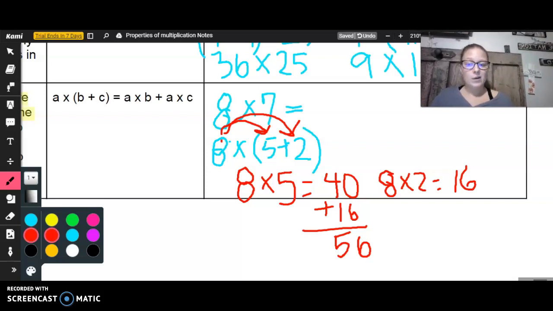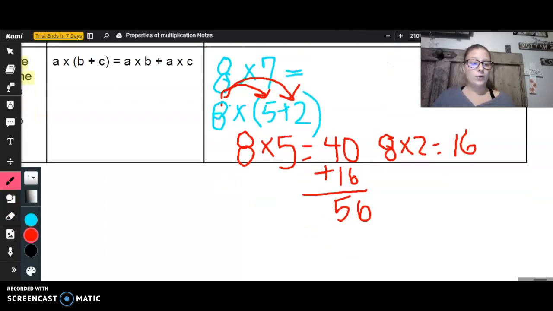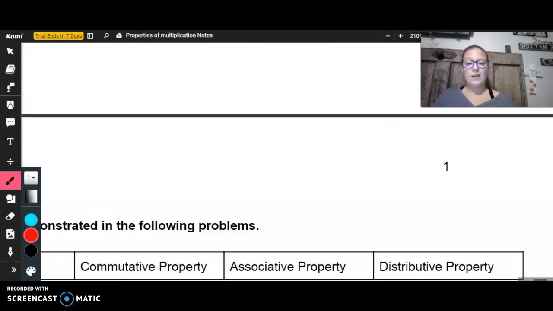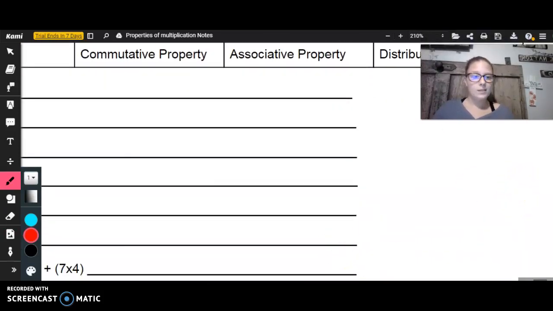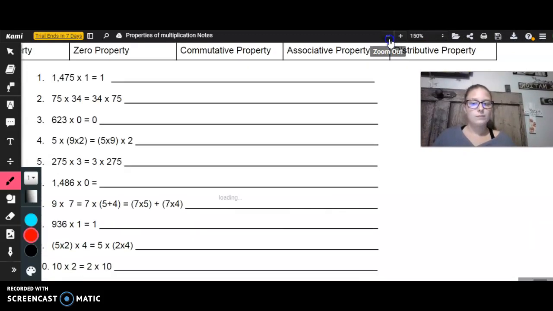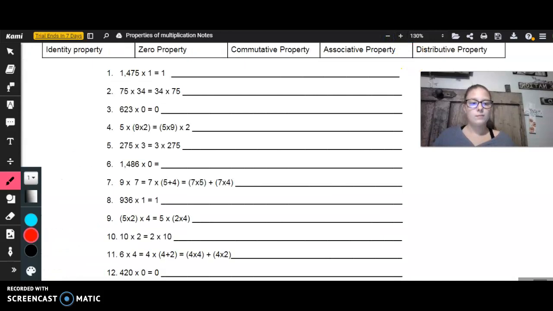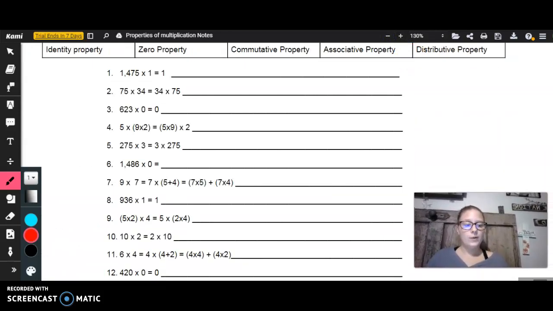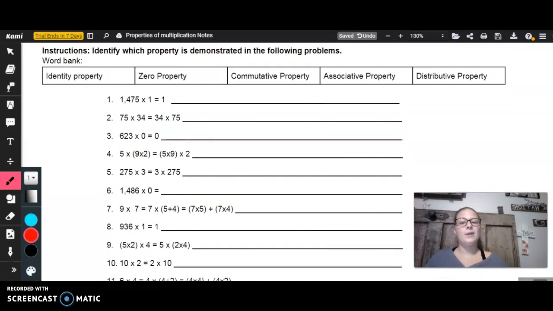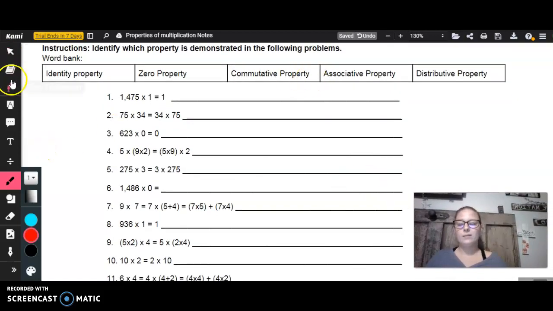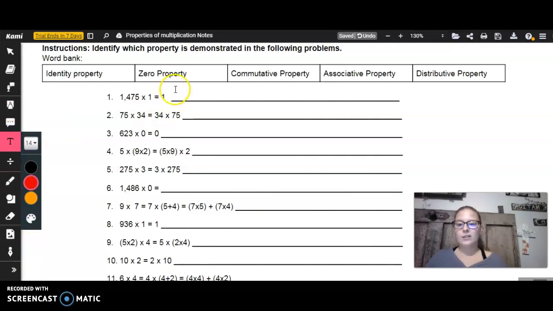So those are the 5 properties that we're going to discuss today. There will be a few problems that I want you to work through. So I'm going to quickly go through a few problems with you at the bottom of this sheet. Let me zoom back out. So it's asking us to identify which property is demonstrated in the following problems. So we're just going to do a few, and then I want you to complete the rest on your own. So I'm going to add a text box here.